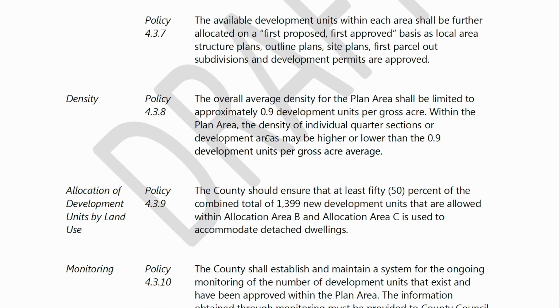Policy 4.3.8 speaks to the question of density, and density is being managed across the entire plan area, so globally over the 3,000 plus acres that are involved, with the intent of maintaining an overall density of 0.9 development units per gross acre. That means some of the areas, one quarter section may be higher density, one quarter section may be lower than that average density. But when you average it across the entire area, that 0.9 development units per gross acre will be achieved.